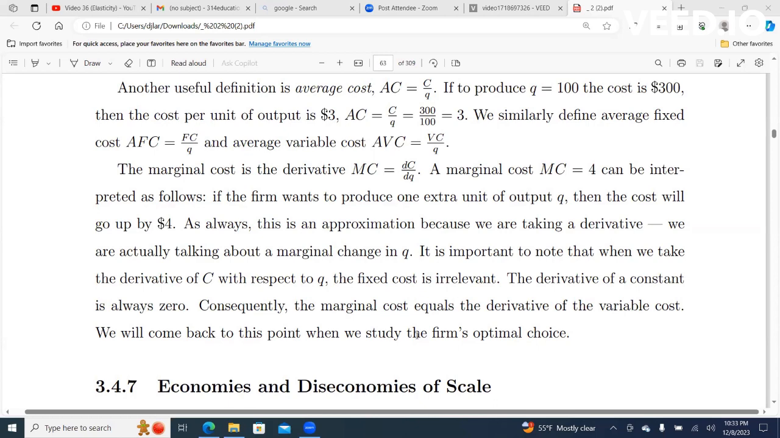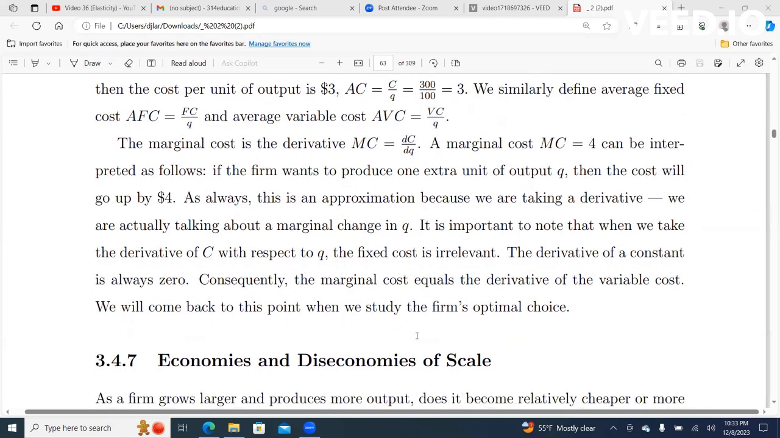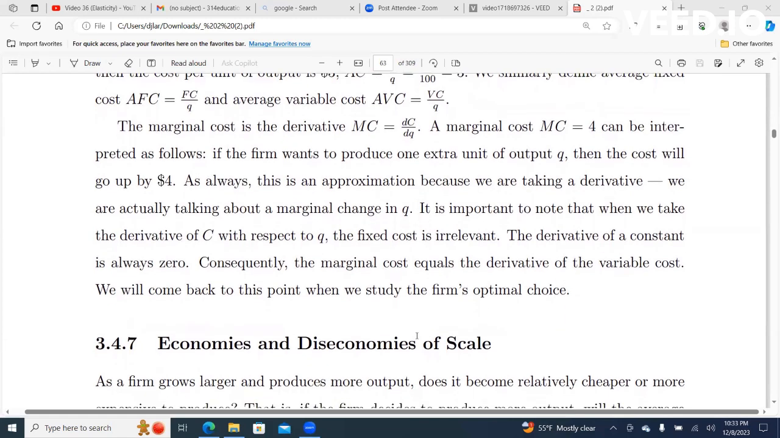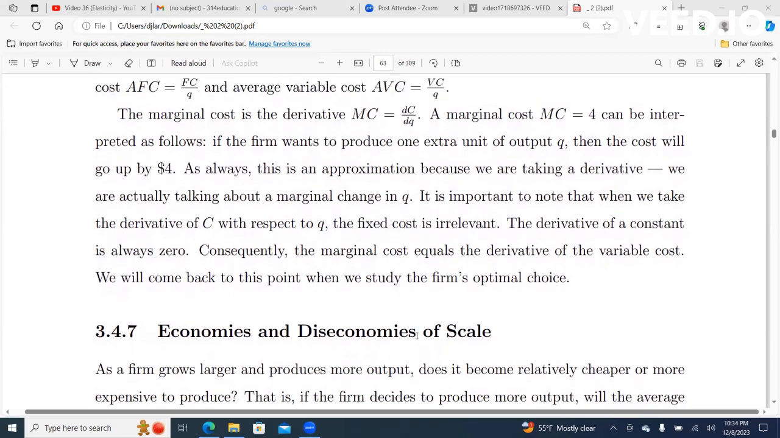We similarly define average fixed cost, AFC, as the fixed cost divided by the quantity, and the average variable cost as the variable cost divided by the quantity. So there's a lot of small things along the way, they come together later, but the marginal cost is actually quite a big deal. Later we will see.